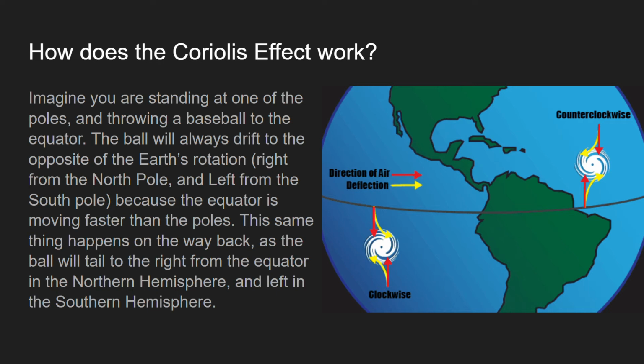This same thing happens on the way back, as the ball will tail to the right from the equator in the northern hemisphere and left in the southern hemisphere. And as it pertains to weather, there is a very good graphic there on the right, which shows the direction of the air and the deflection that it takes with those red and yellow arrows. Feel free to pause and examine that diagram if you like.